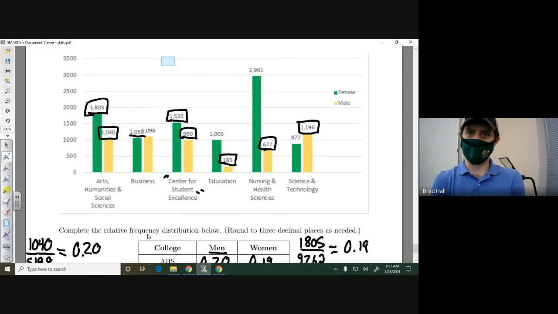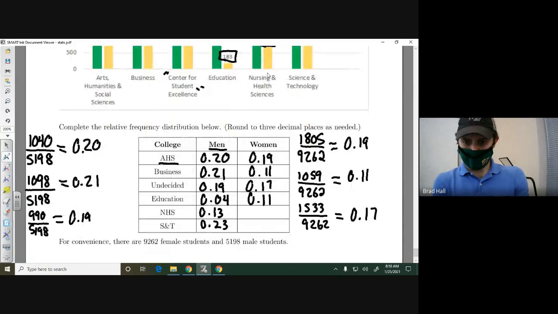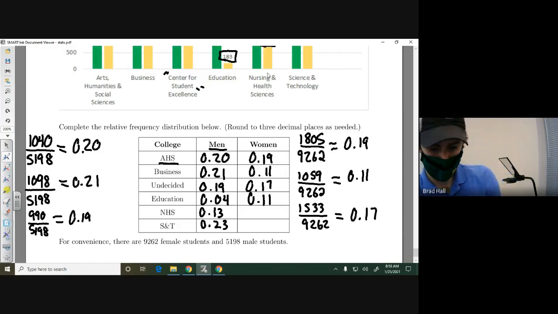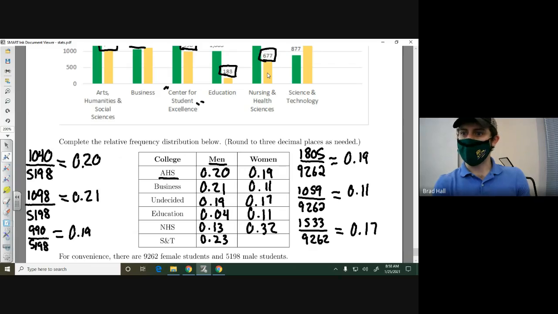And then, as you can tell, women dominate nursing and health sciences. 2,961 divided by that total, 9,262, is a whopping 32% of the female body that goes into nursing and health sciences relative to fall 2020. And science and technology, 877.